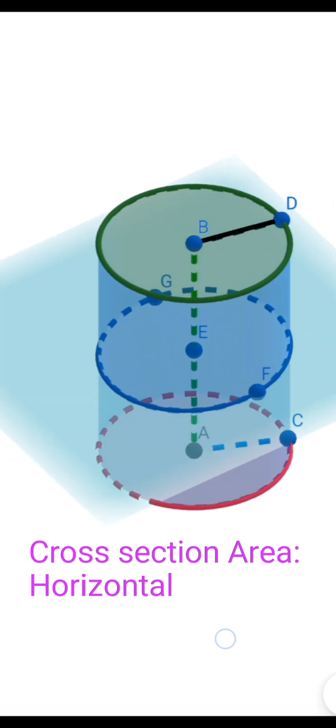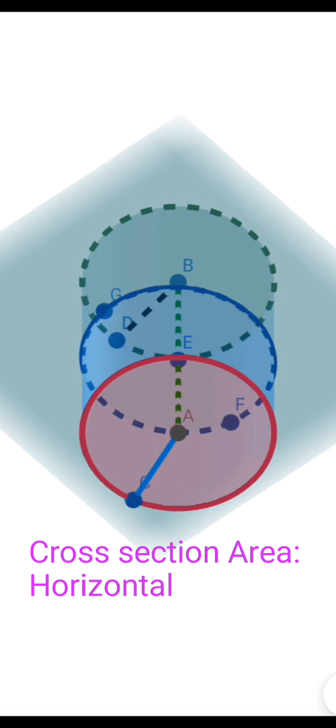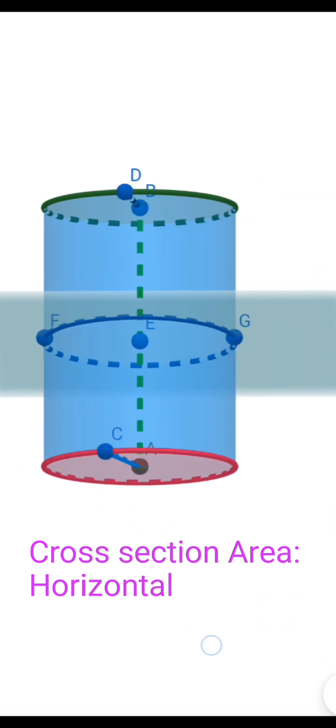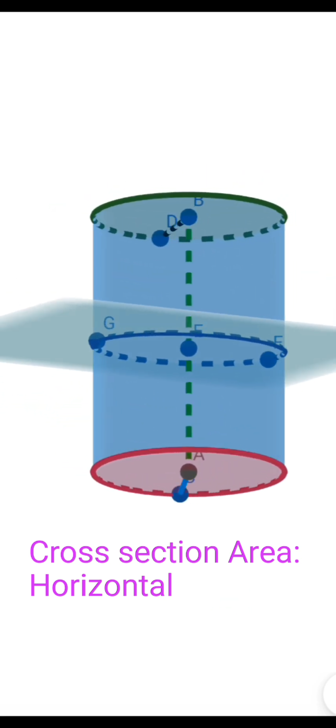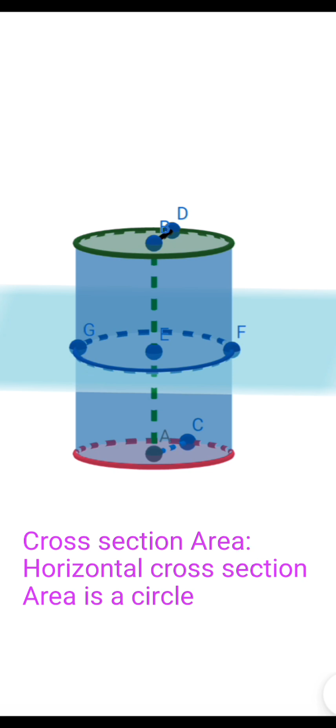The horizontal cross-section area of a cylinder is a 2D shape which is a circle. And if you notice carefully, the area of this circle would again be pi r square because it is parallel to the two circular surfaces of the cylinder. So we can directly find out the cross-section area of a cylinder horizontally by the formula pi r square, where r is the radius of the cylinder itself. I hope horizontal cross-section is clear to you.